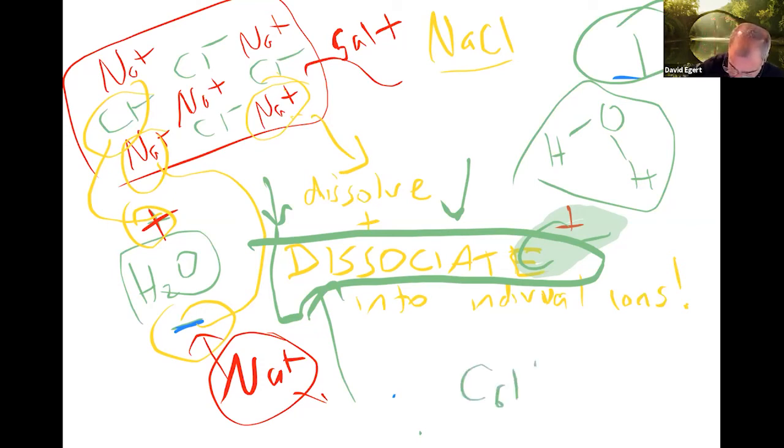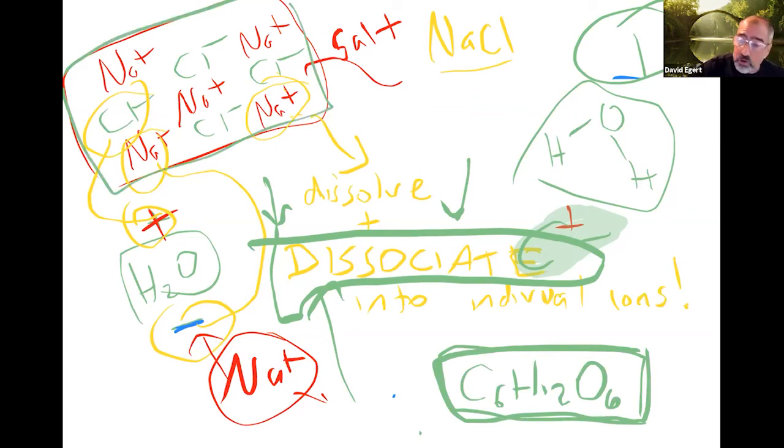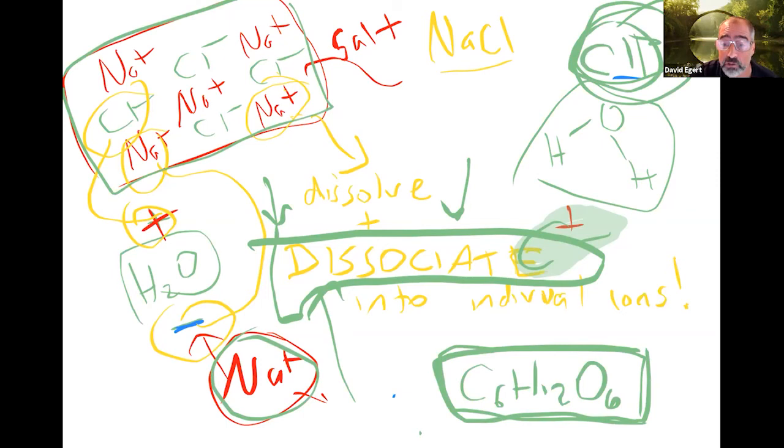Glucose was C6H12O6. When you put it in water, it dissolves, but it stays intact as that entity. When you put a salt crystal in water, there's no longer an NaCl as an intact entity. There's just a bunch of Na's floating around, a bunch of Cl's floating around. And that's going to have a huge impact on the osmolarity, which we're going to talk about in the next class. The idea of osmosis is based on how much dissolved stuff.